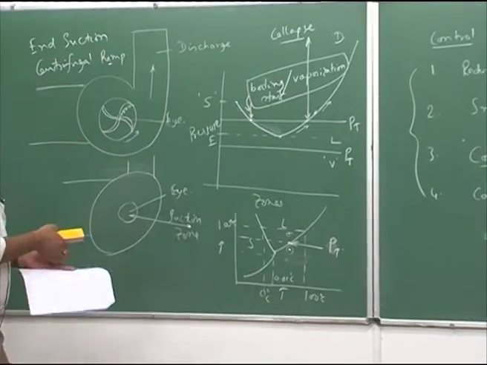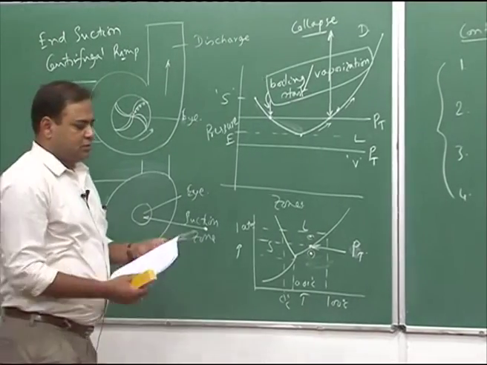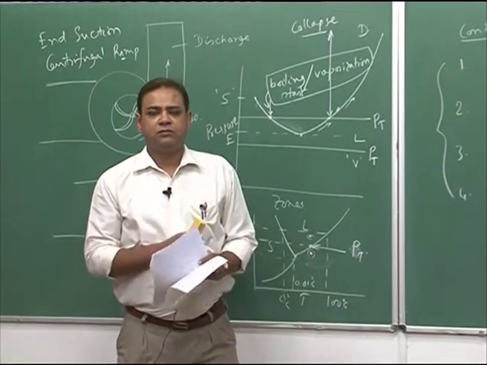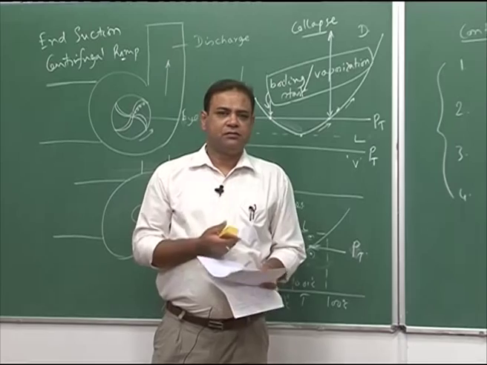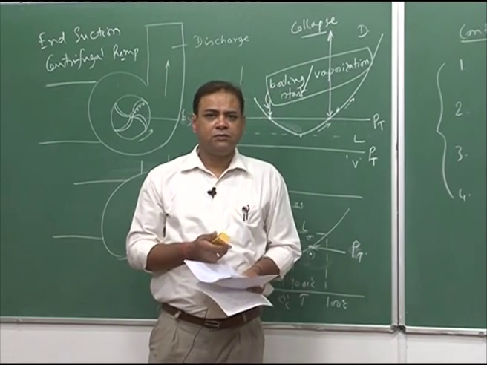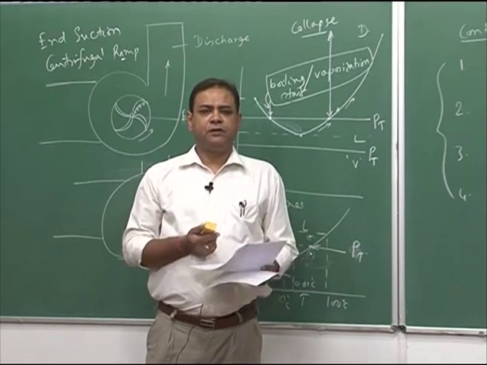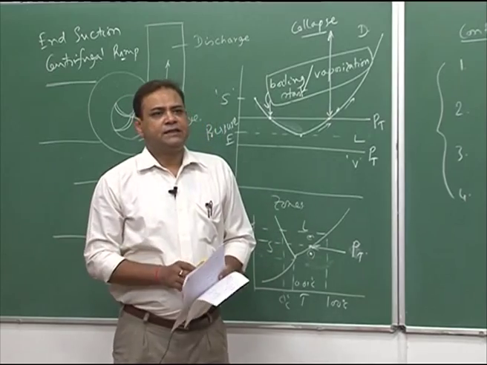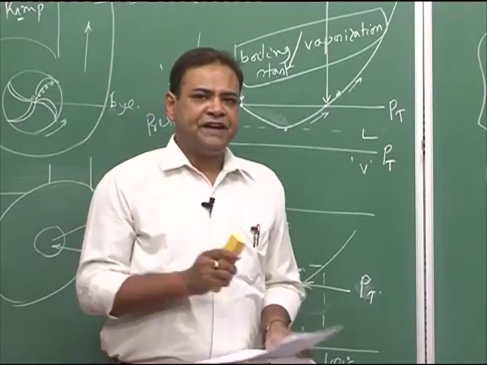Now, this is about cavitation damage. Now, we will talk about another corrosion form, which is also a part of erosion corrosion, that is fretting corrosion.